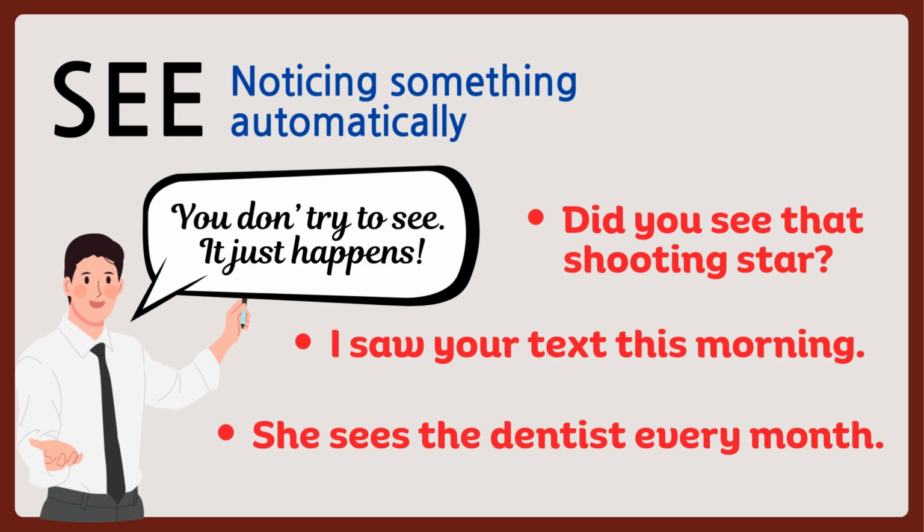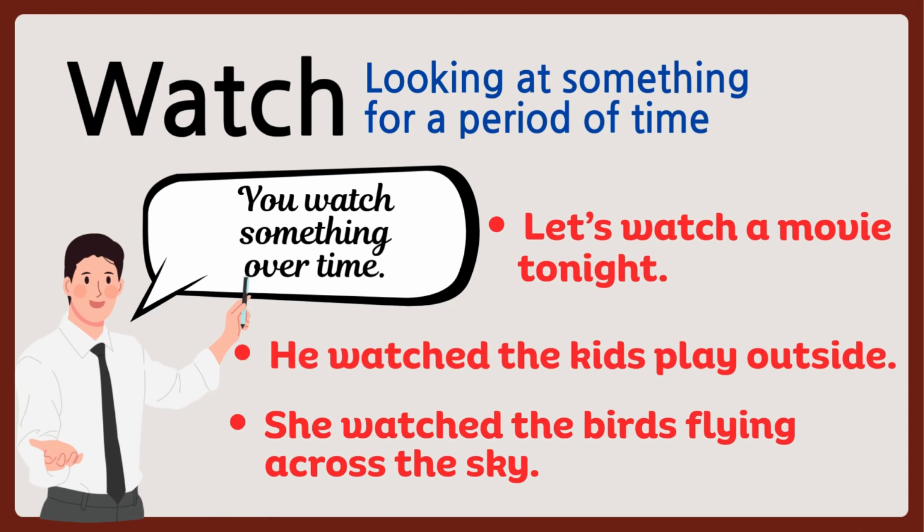Now let's look at watch. Watch means to look at something carefully, often for a longer time, especially if it's moving. It's active and focused. Usually, watch stands alone, but we sometimes use it with the preposition for if we're waiting for something to appear, or with over if we're protecting someone or something. Here are some examples. Let's watch a movie tonight.